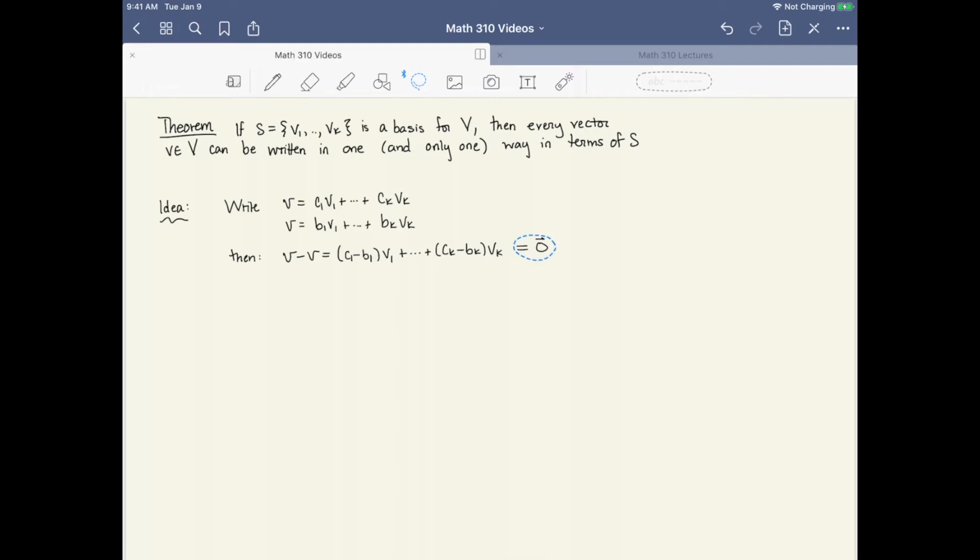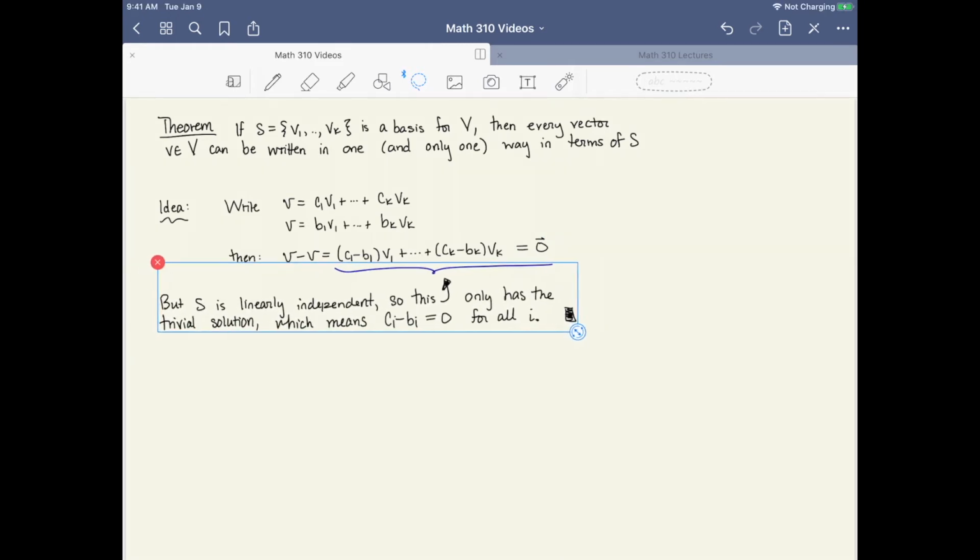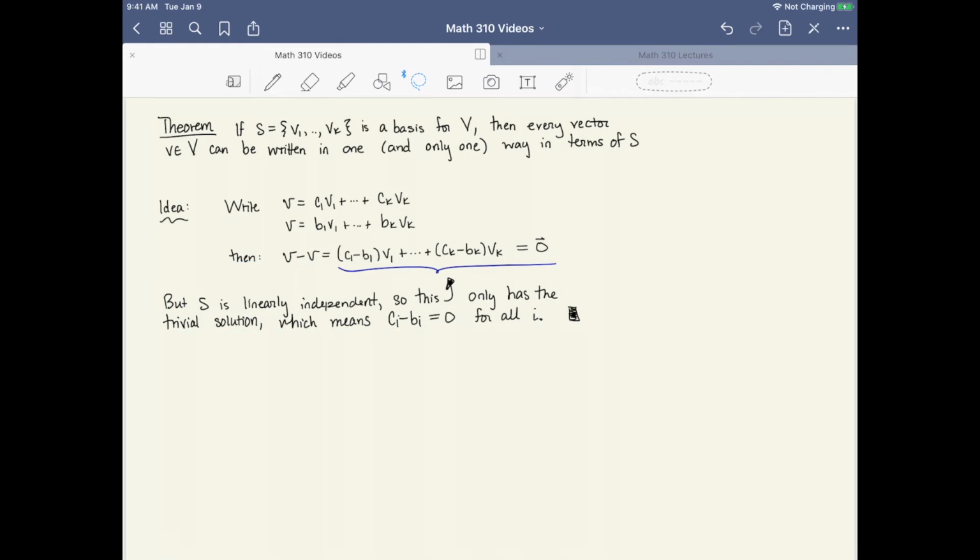But this is no good. S was supposed to be linearly independent. There's not supposed to be a non-trivial solution to the homogeneous equation. But what we're staring at right here is a way to add up v1 through vk with these special coefficients given by c1 minus b1, which is just a number, and c2 minus b2, and so on and so forth, some combination that gives us the zero vector. Either you have contradicted that S is linearly independent, or you have that all of the ci minus bi's have to be equal to 0.